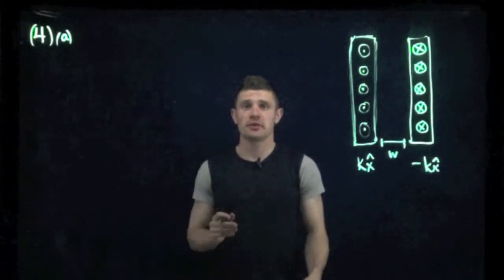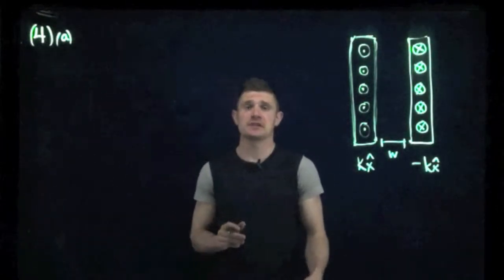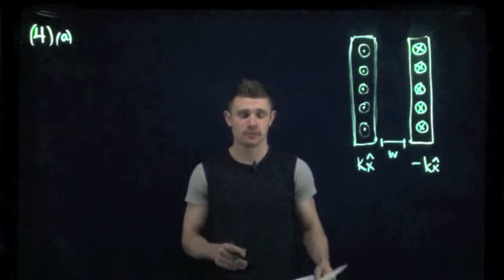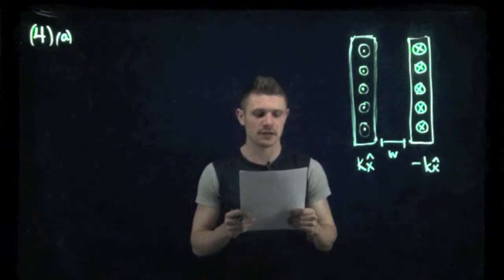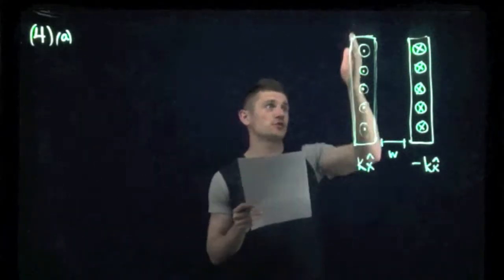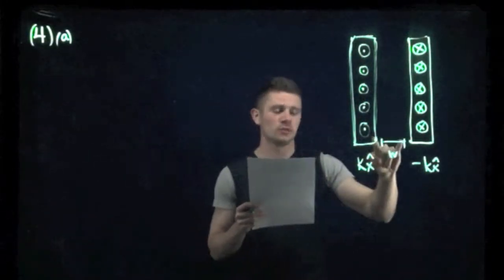Hello everyone, today I'll be working through question 4 from the practice final for Physics 457 for the upcoming final exam. Question 4 asks, two effectively infinite sheets of current contain a space of width W. So we have two infinite sheets of current W apart.